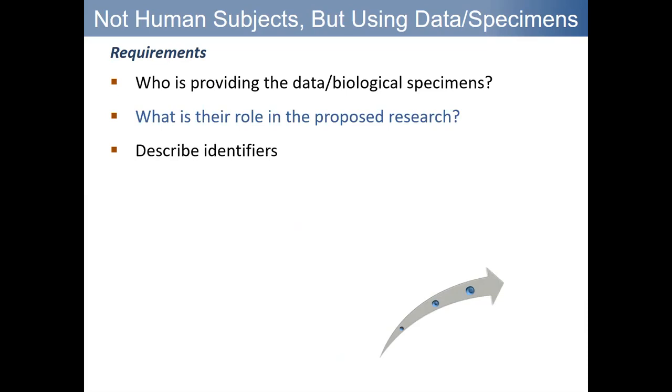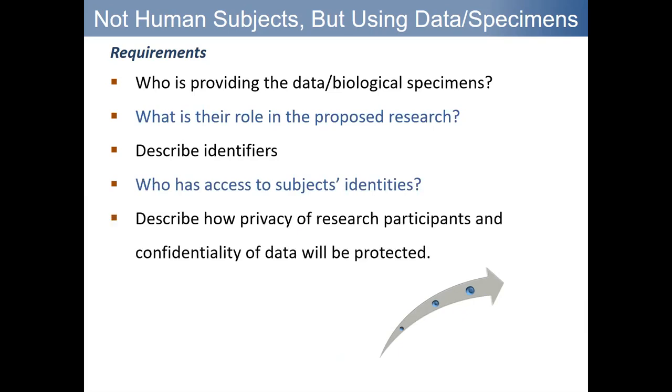And then describe the identifiers, if any, that will be associated with the data or biospecimens being provided to you, as well as who has access to the subjects' identities. Through all of this, you want to make sure it's very clear how the privacy of the research participants and the confidentiality of their data will be protected. If you cannot clearly answer these questions, then your study does not fall under this particular category.